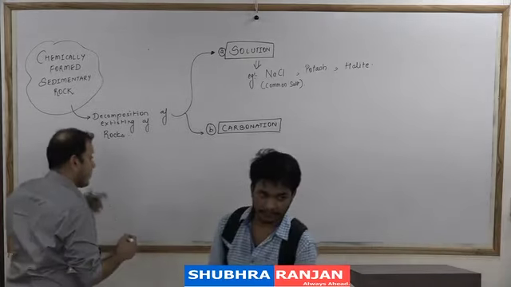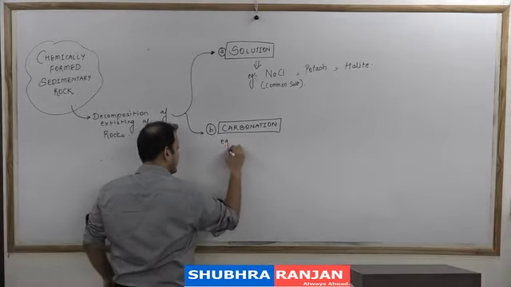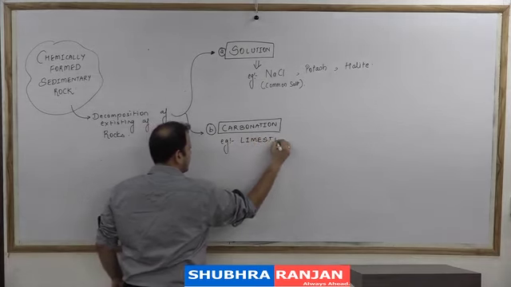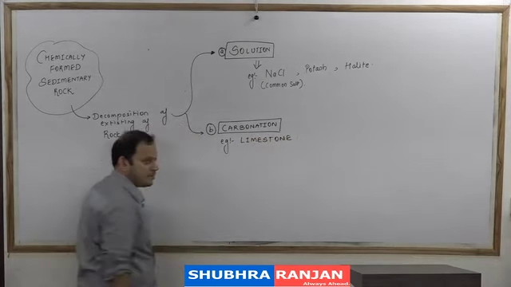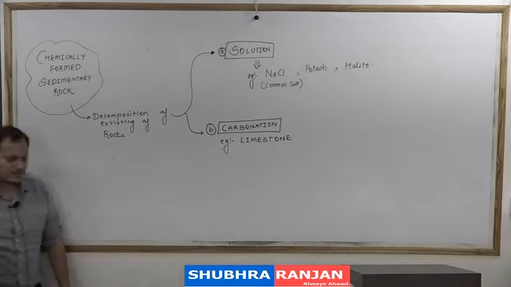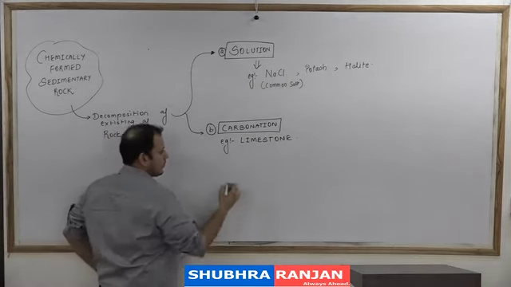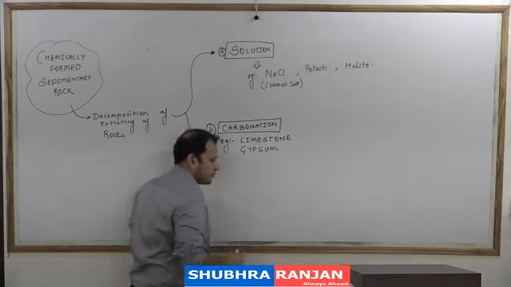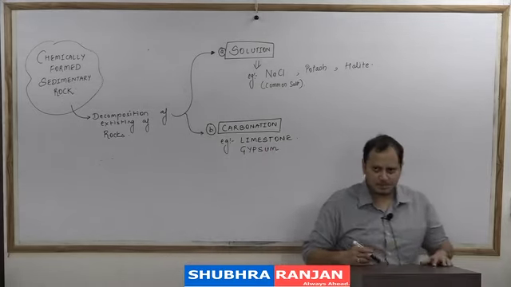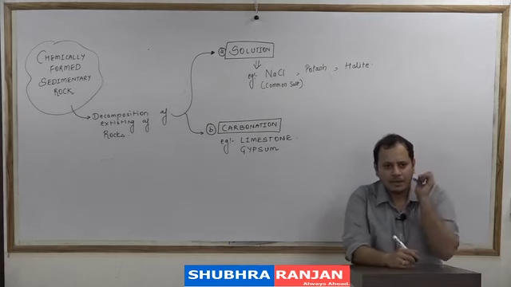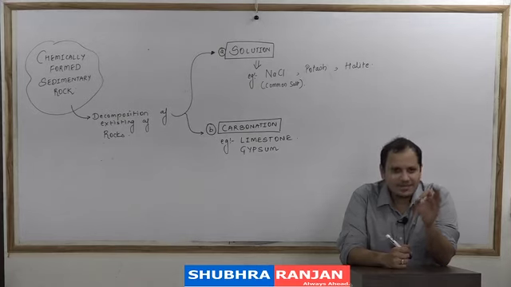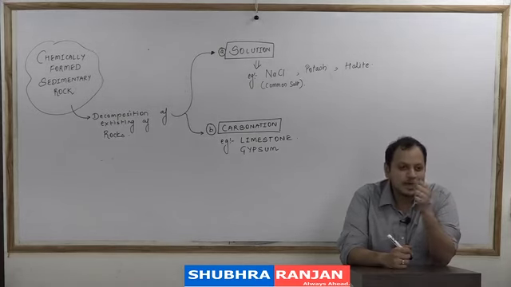Example is limestone. Limestone is nothing but calcium carbonate, but we cannot write calcium carbonate. Example is limestone. Example is gypsum. Where is limestone used? In the cement industry, in the building material. Where is gypsum used?